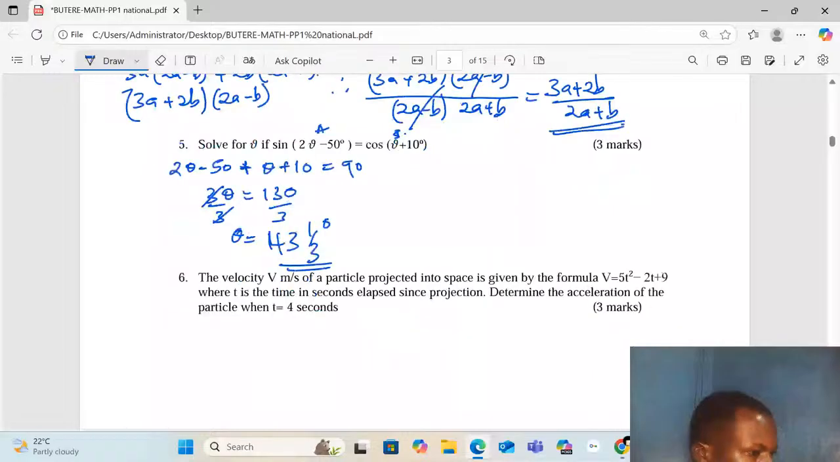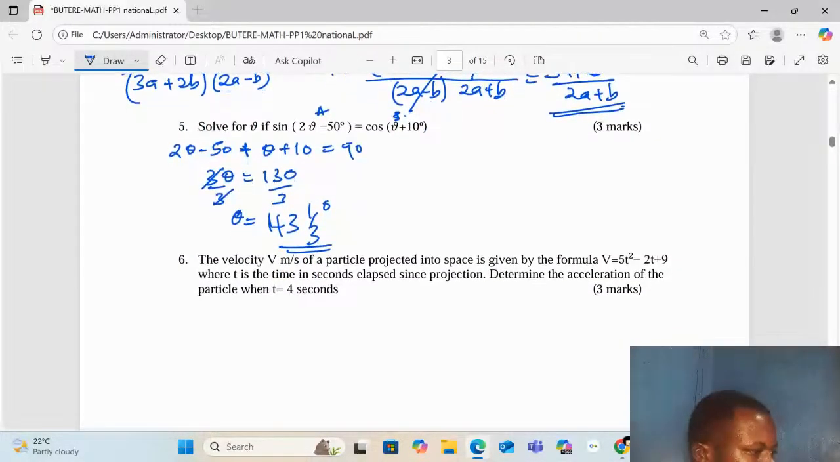Theta becomes 43 degrees. That's simple.